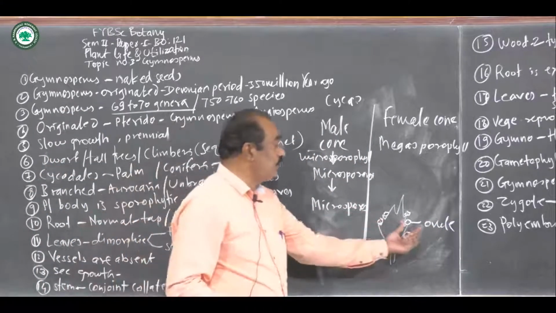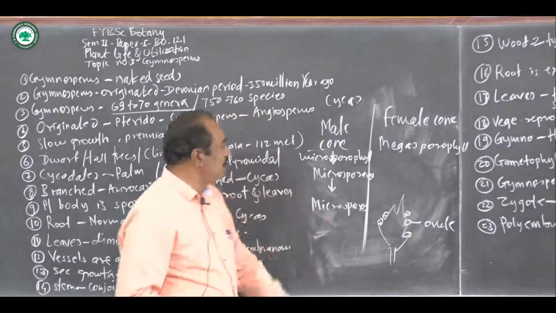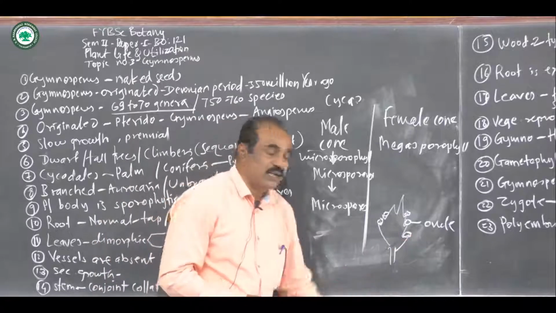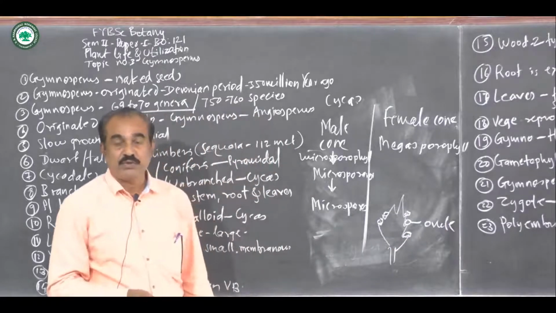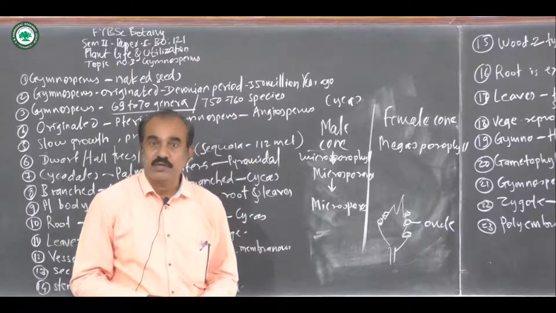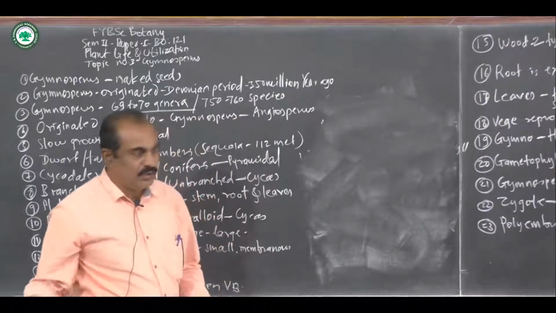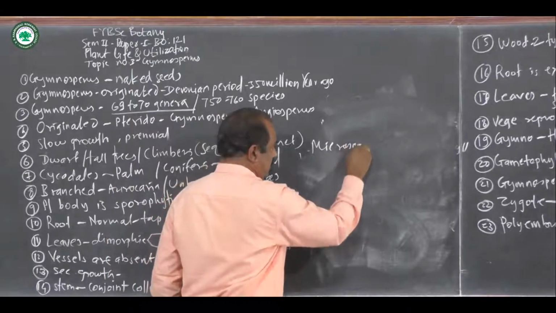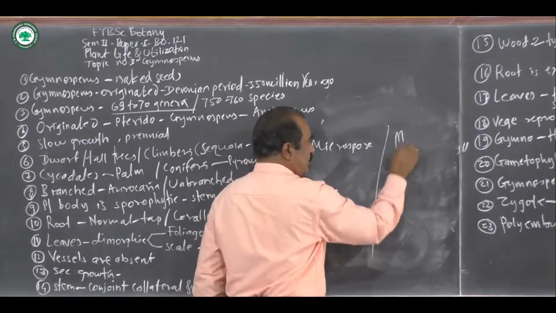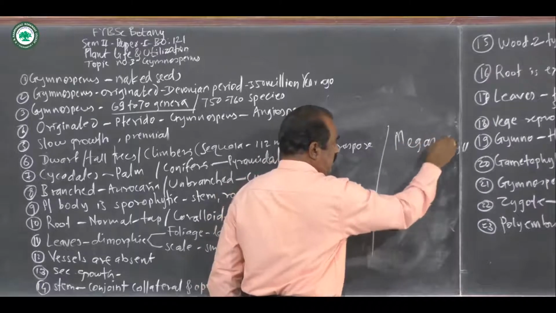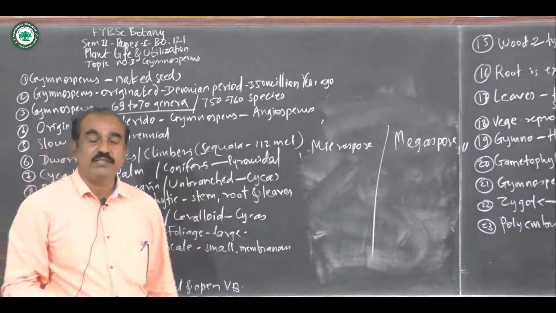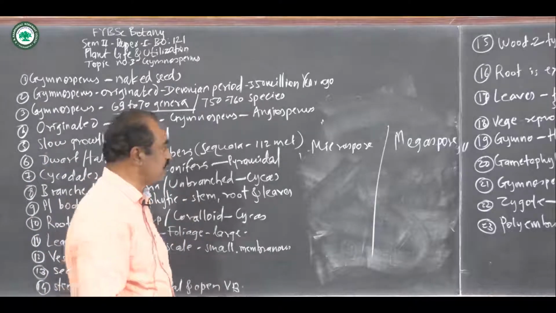Now these ovules are naked. So two different types of structures are formed, the microspores and the megaspores. So gymnosperms are called heterosporous. Now both of these structures, the microspores and the megaspores, germinate into the next generation, and that generation is called the gametophytic generation.